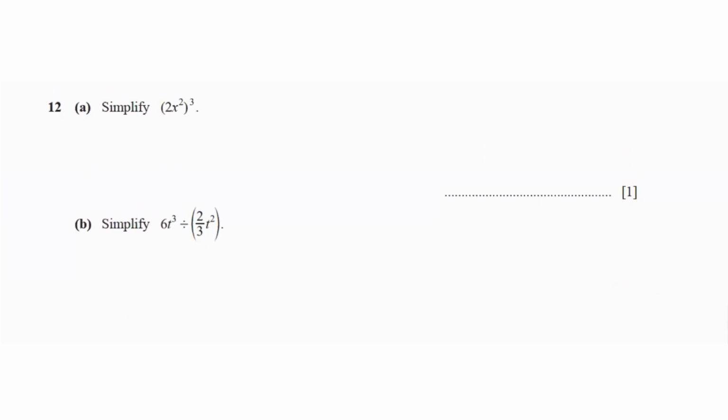Simplify this. Whenever you have a power inside the bracket and outside the bracket, the power that's outside the bracket gets distributed to all of the terms inside the bracket, which means it's going to be 2 cubed times x to the power of 2 times 3, which is 8 times x to the power of 6. Whenever there's a power outside the bracket and inside the bracket, both the powers get multiplied. So that's why it's 2 times 3.